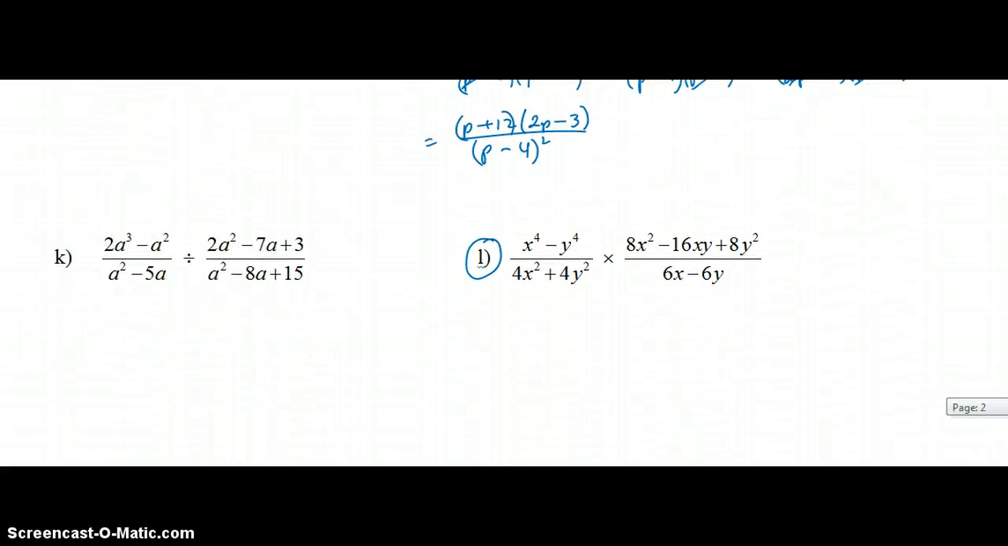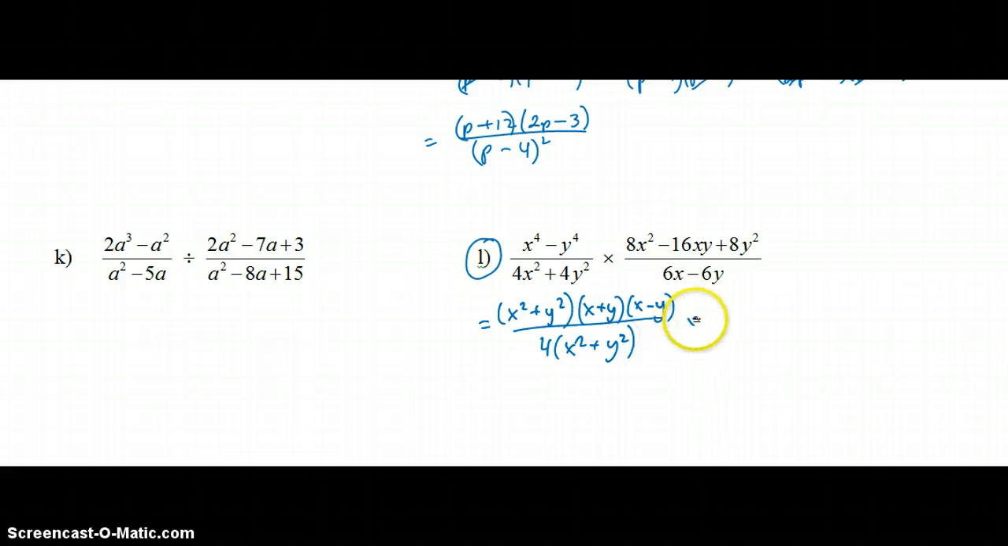Okay, I got about a minute and a half, 2.5 more minutes I got for recording. The top is a difference of 2 squares, but you're going to have x squared plus y squared times x squared minus y squared. But that's going to be a difference of 2 squares. So let's just write it as x plus y, x minus y. The x squared plus y squared won't factor. The 4 comes out of the x squared plus y squared. I see it's going to cancel with the top nicely.